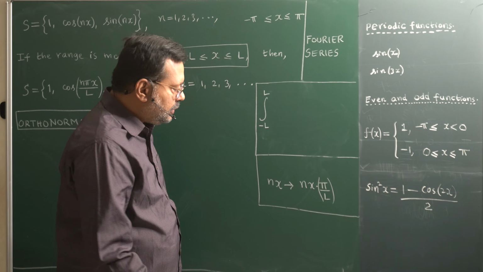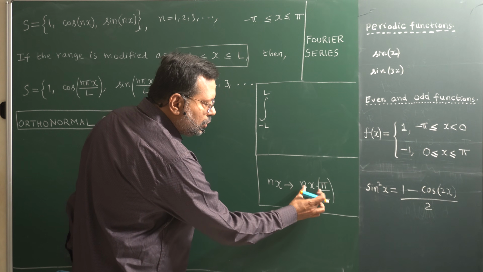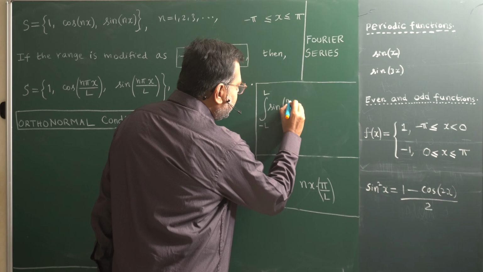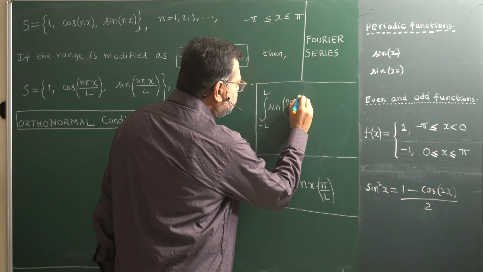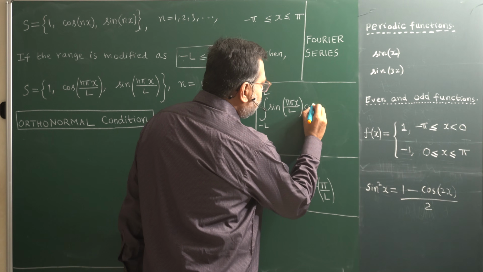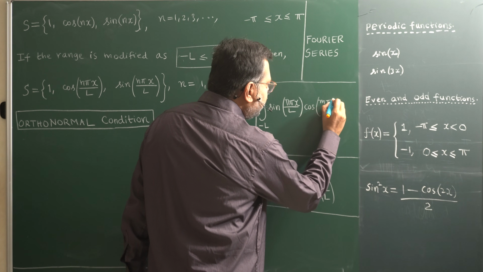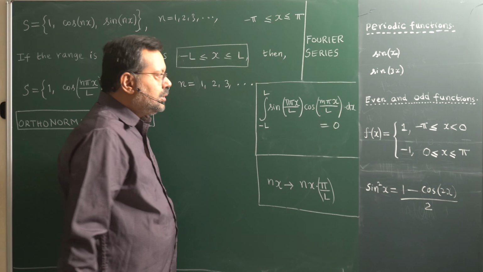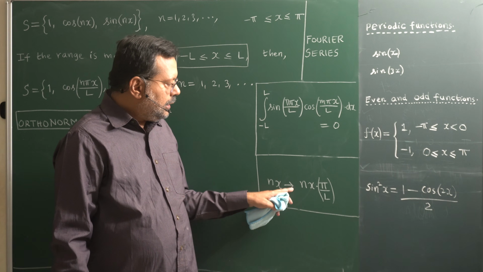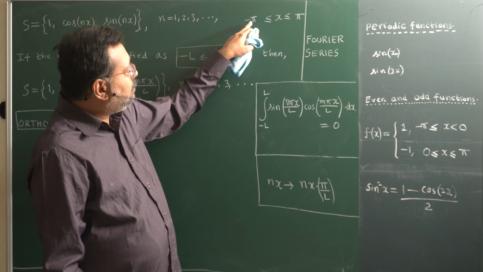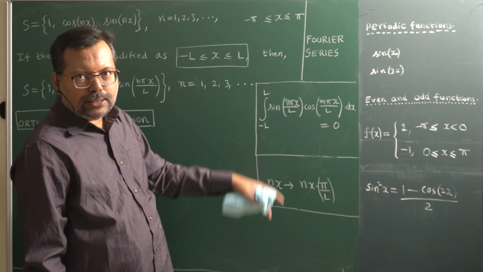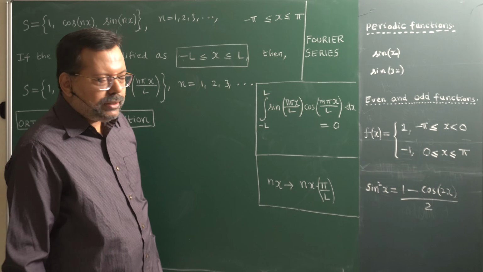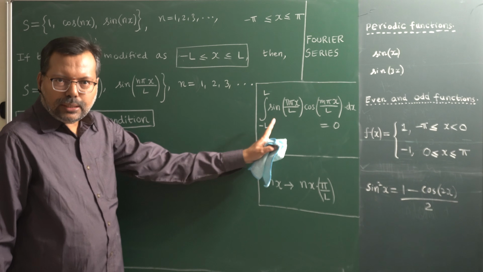This is one modification. The second modification is that nx goes to n pi x by L. So you can write like this: sine of n pi x by L, then cos of m pi x by L, multiplied by dx. All that should go to 0. So the equation is the same, only this replacement will help you move from minus pi to plus pi to minus L to plus L. If these letters look very small, then zoom in on your Android device. And so these are the orthogonal conditions.